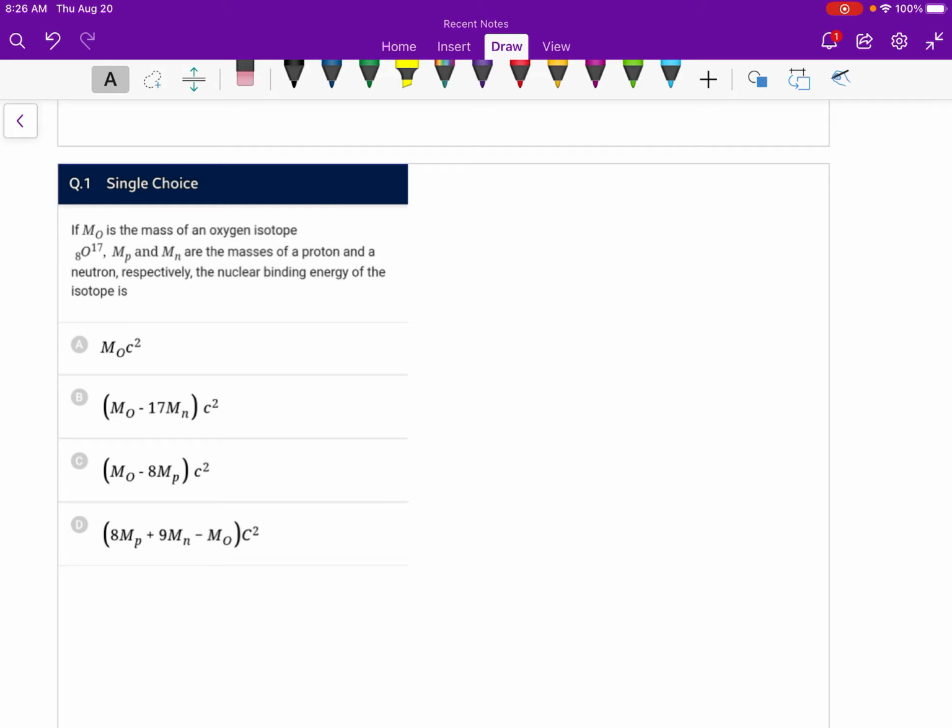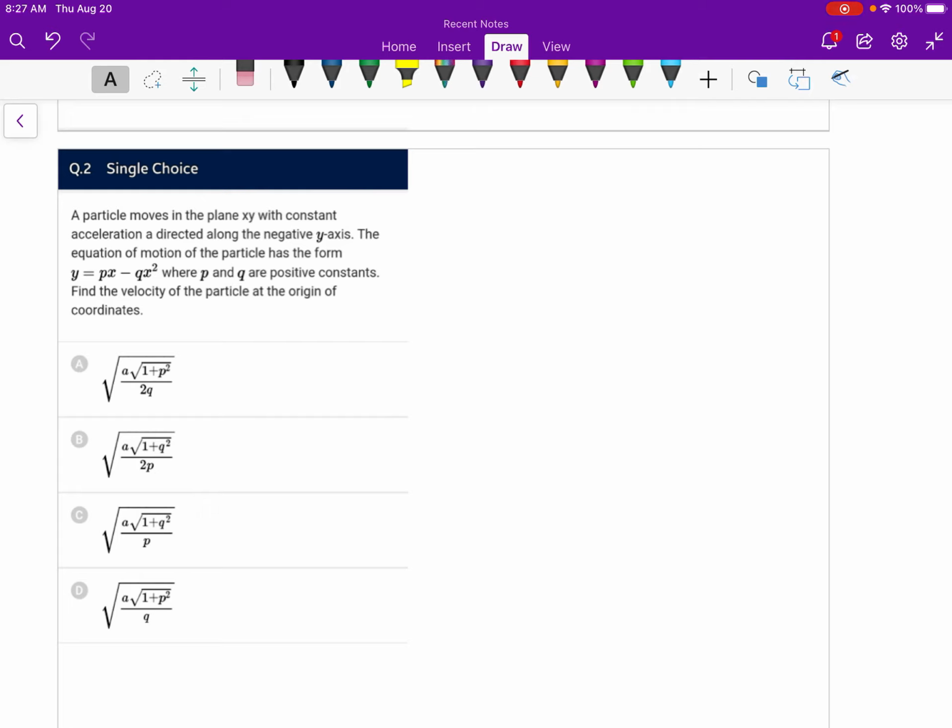MO is the mass of the oxygen isotope, MP and Mn are the masses of proton and neutron, then the nuclear binding energy. So nuclear binding energy is mass defect into c square. So the mass of reactants, that is 8O17, so 8 protons and 9 neutrons, minus the mass of the oxygen nuclei, into c square. So this is 8 MP plus 9 Mn minus MO into c square. So D is the correct option.